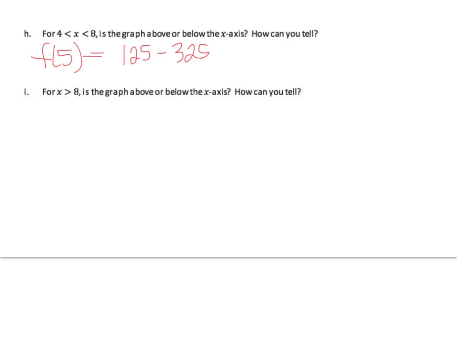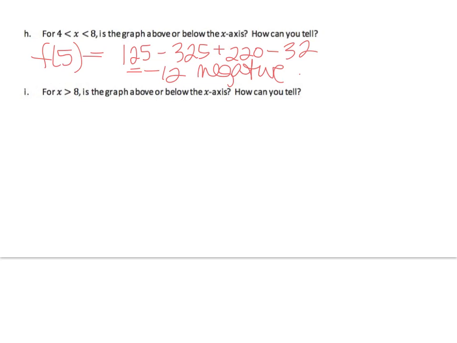Then we have 5 times 44. Plus 220 minus 32. 125 minus 325 plus 220 minus 32. I have negative 12. And that is negative.